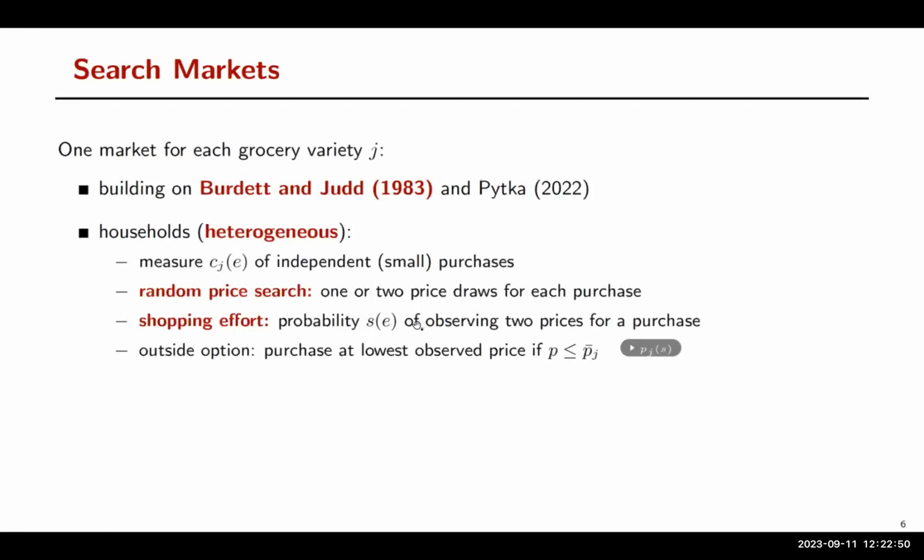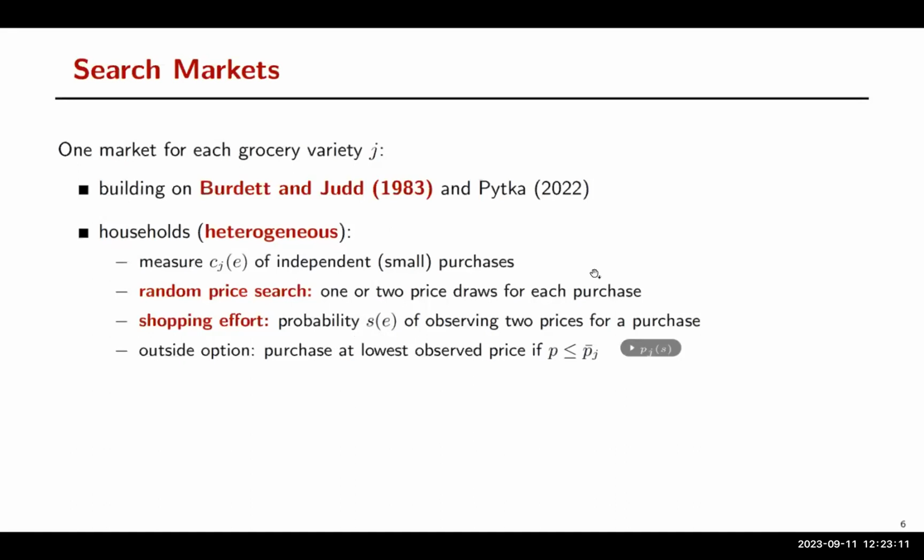And the likelihood of observing 2 prices at the same time is going to be determined directly by the household's shopping effort. So I'm just going to assume that what the household chooses is the probability of observing 2 prices for any given purchase.